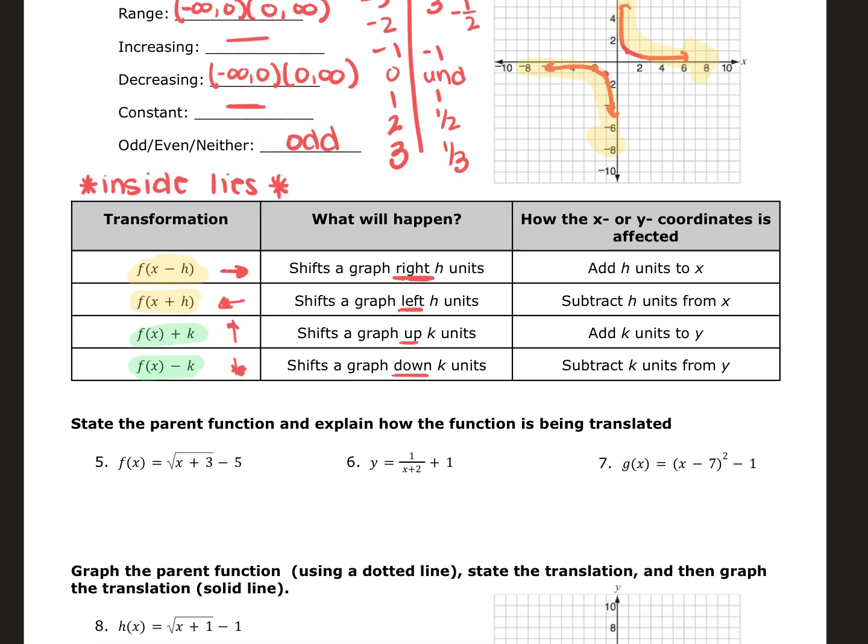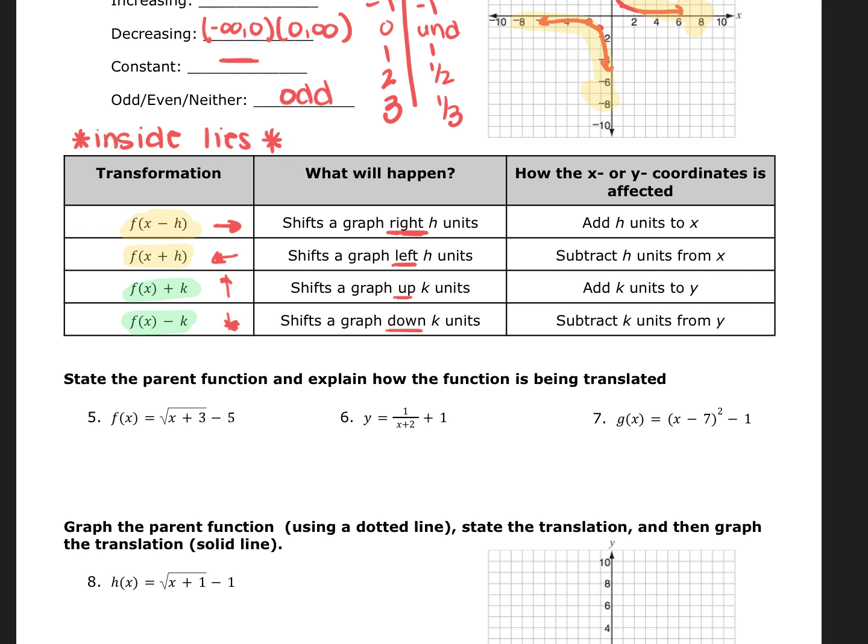So let's go ahead and look at just some examples of this before we graph them. So it says state the parent function and then explain how it's being translated. So the parent function without having anything happen to it is the square root of x. Okay, so my parent function is the square root of x. Now we're going to look at what's actually happening to it. So inside, it's adding 3. Remember, that's lying to me. So I would think it would go right 3, but it's actually going to go left 3. Okay, outside the function is exactly what we would think it's doing, up or down. So it's -5, so it's going to tell me down 5.